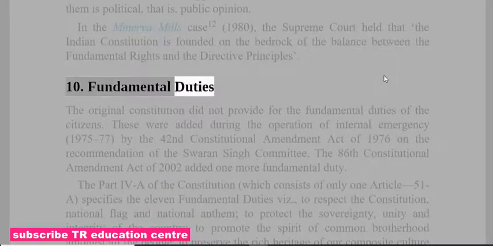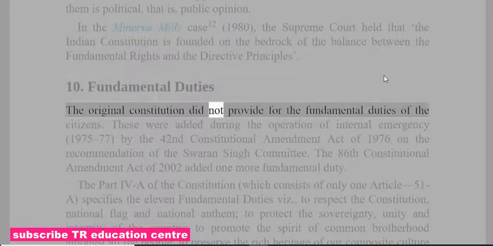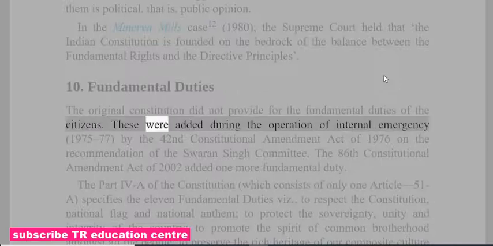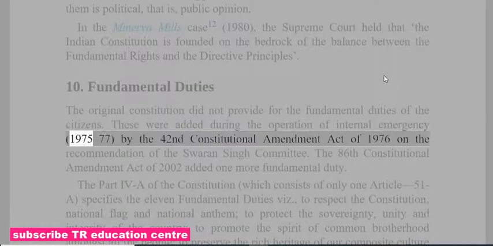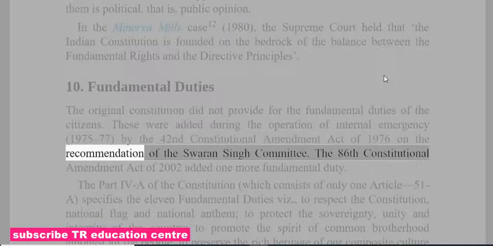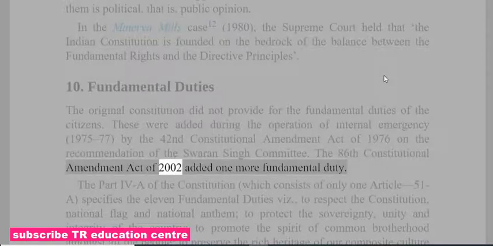10. Fundamental duties. The original Constitution did not provide for the fundamental duties of the citizens. These were added during the operation of internal emergency, 1975-77, by the 42nd Constitutional Amendment Act of 1976 on the recommendation of the Swaran Singh Committee. The 86th Constitutional Amendment Act of 2002 added one more fundamental duty.